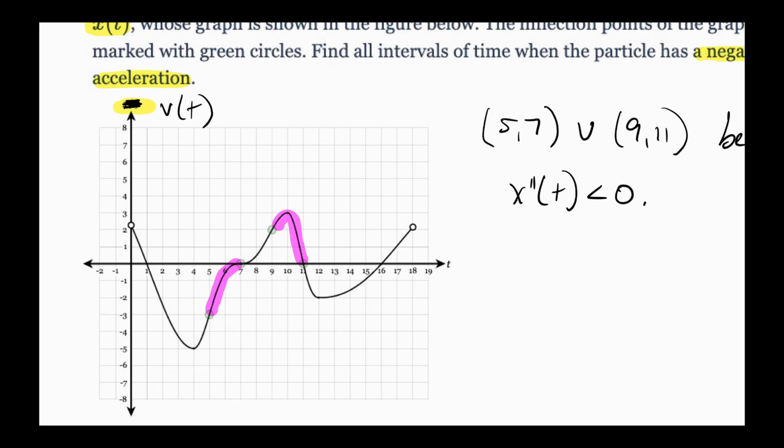Where would I look if I wanted negative acceleration? Where the graph was what? What would the graph have to be doing for me to answer if this was the velocity graph? Yes, there you go. Decreasing, negative slope. That's where my answers would be. So from 10 to 12, from 0 to 4, those would be where. Okay, good. That's the idea.